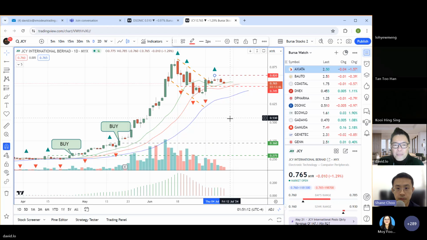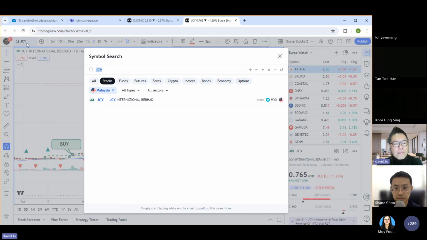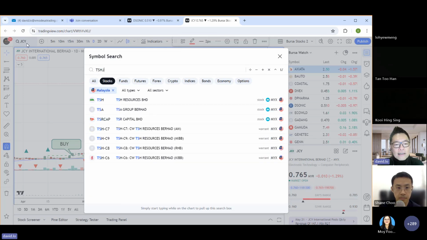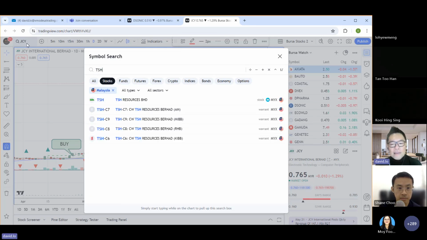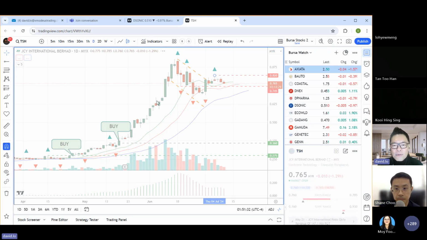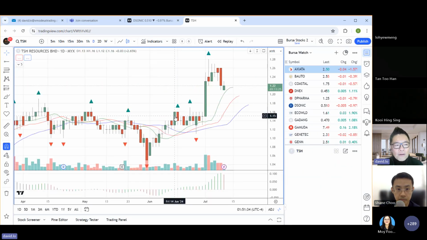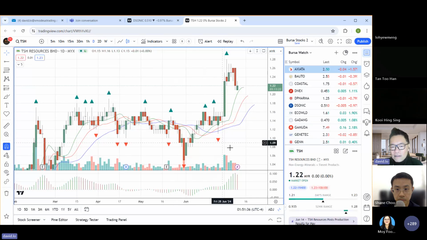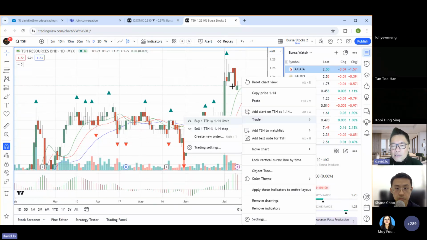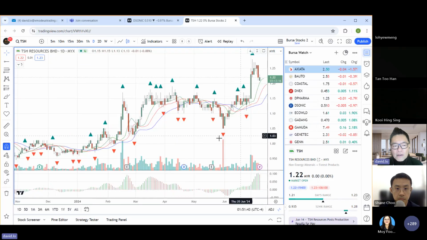All right. Let's do one last question from Taufik. How do you see TSH stock right now? TSH. Let's see whether I can find TSH for you. Is it this one? TSH Resources. Right, let's click on it and see what is going to show. This is the daily chart. Interesting. So what do you see from here?